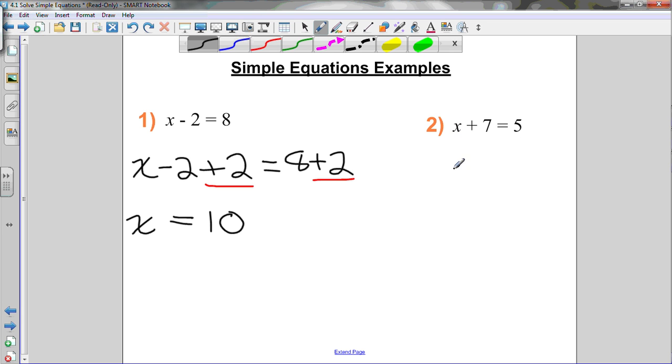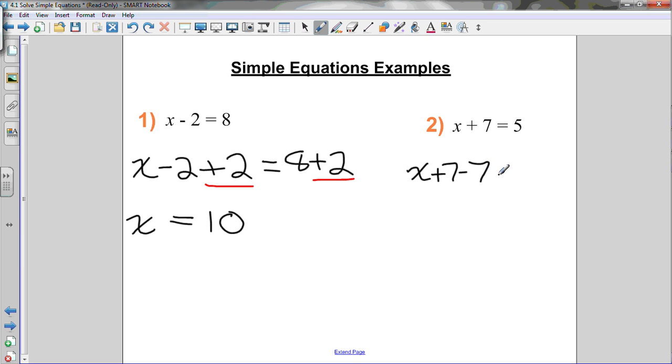I have x plus 7 equals 5. To determine the value of x that makes this equation true, I must get x all by itself. So what I need to do is get rid of this positive 7. I can do that by subtracting 7. But if I subtract 7 from the left side, I also need to subtract 7 from the right side.